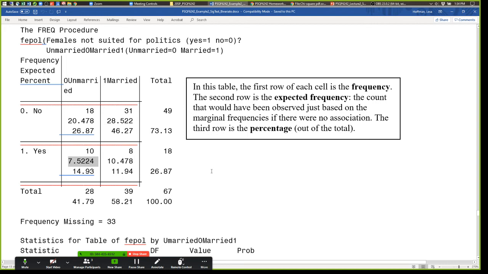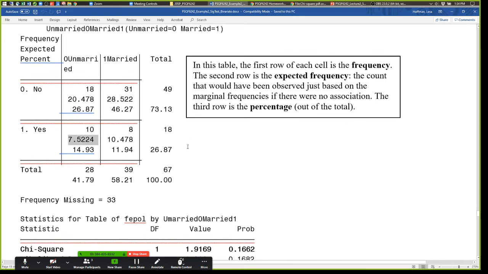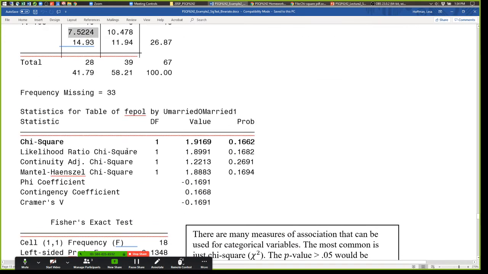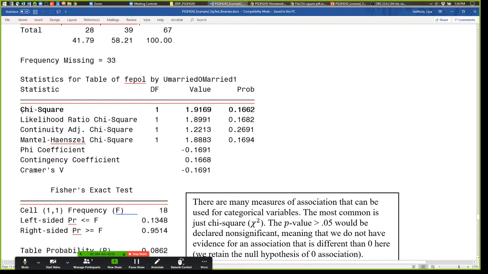So if I eyeball these things, it looks like there are more people who are unmarried, can I say Neanderthals? Can I say that? Than would be expected. So there may be an association between there. But I'm not going to just eyeball it. I'm going to go down here to my happy little table.